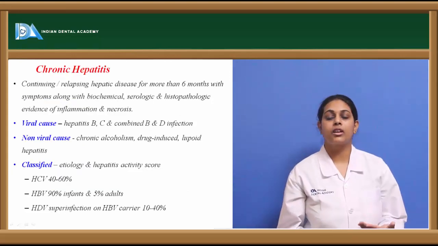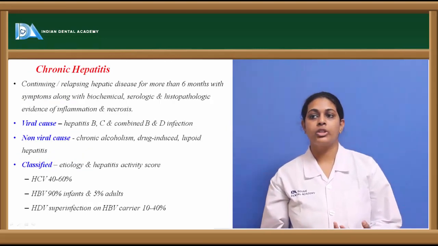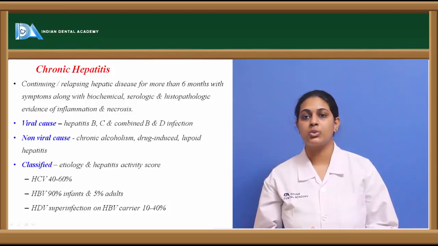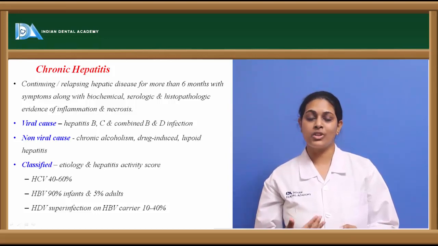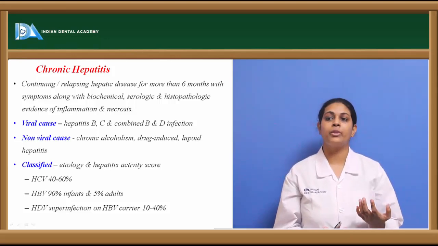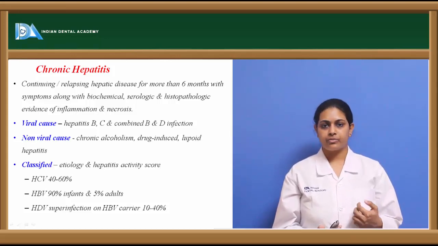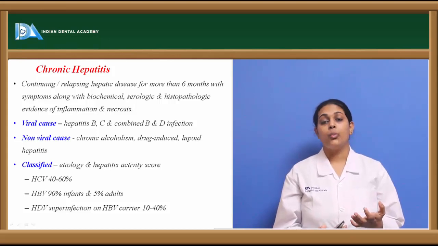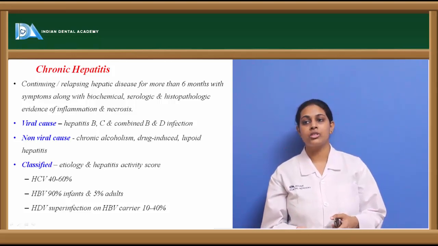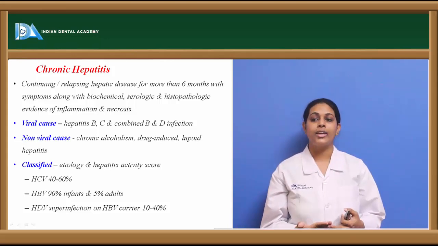So chronic hepatitis is a continuing or relapsing hepatic disease lasting more than 6 months, with symptoms along with biochemical, serological as well as histopathological evidence of inflammation and necrosis. Majorly the cause of chronic hepatitis is hepatitis B, C, as well as combined hepatitis B and Delta infection. Other non-viral causes include chronic alcoholism, drug-induced conditions, or autoimmune hepatitis. These could be the etiological causes for chronic hepatitis to occur.